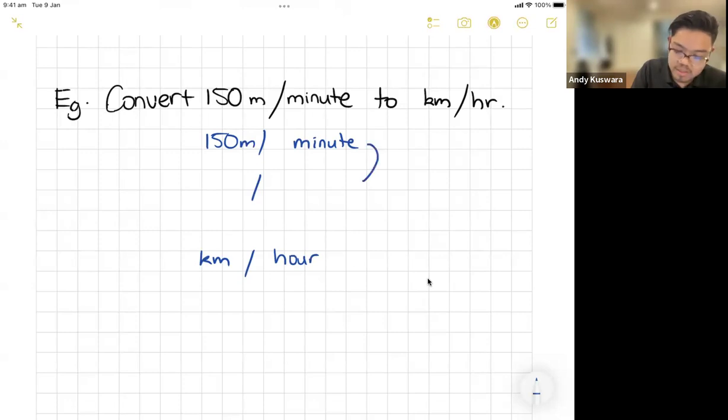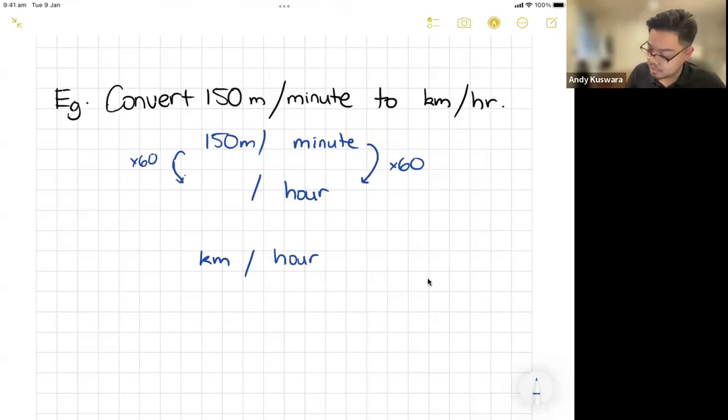But first things first, how many minutes are there in 1 hour? So I'm going to try to change this one first. Well, there's 60. So I need to multiply it by 60 because an hour is bigger, right? So I'm going from a minute to an hour. That means I need to times the other number by 60 as well. So 150 times 60 should give you a total of 9,000 meters.